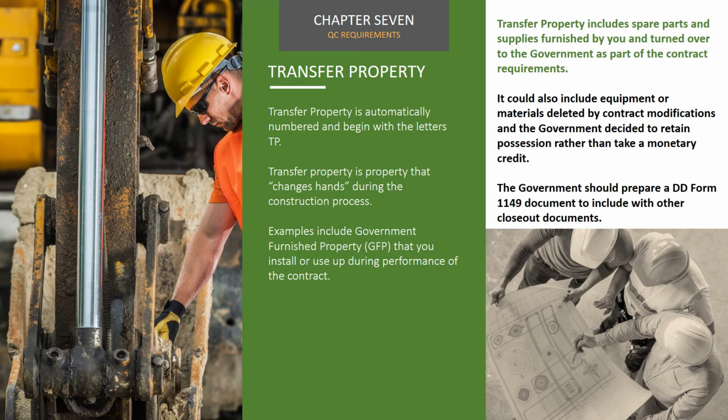It also includes spare parts and supplies that are furnished by you and turned over to the government as part of the contract requirements. It could also include equipment or materials that were deleted by contract modification and the government decided to retain possession rather than take a monetary credit. The government should be preparing a DD Form 1149 transfer document to include with other closeout documents.